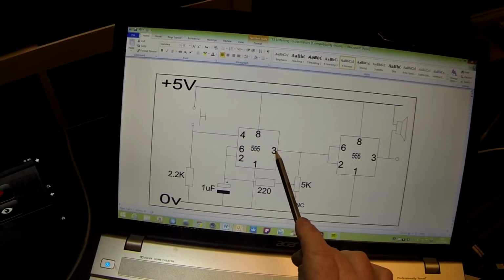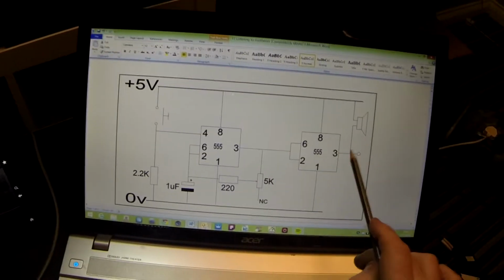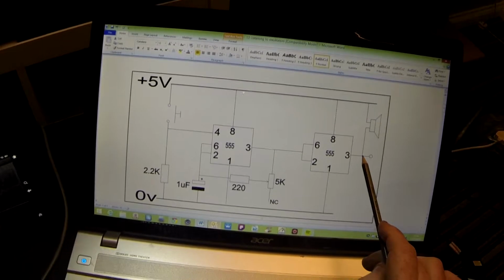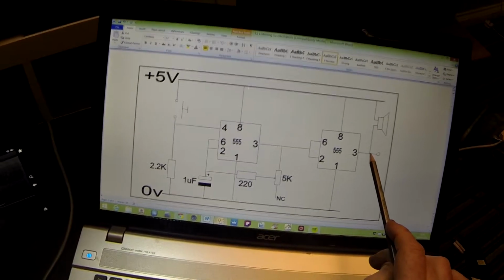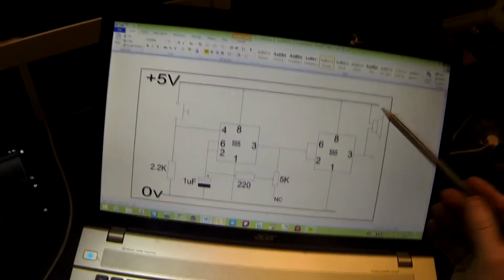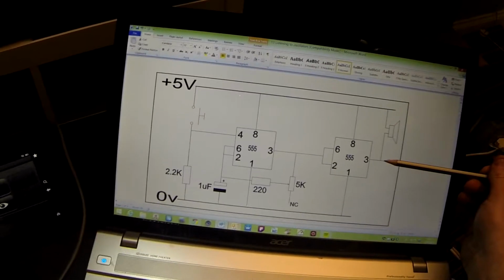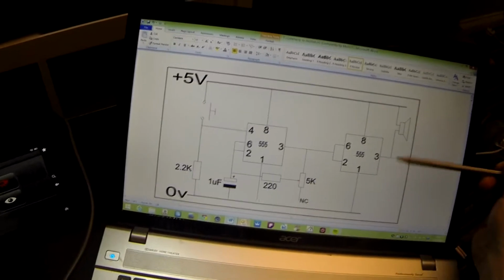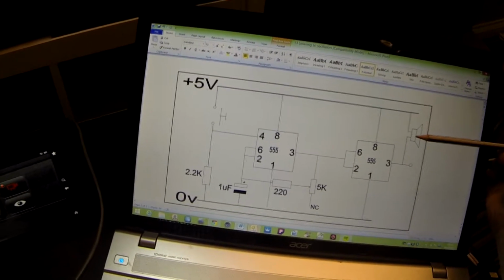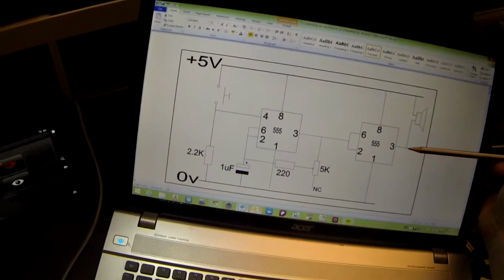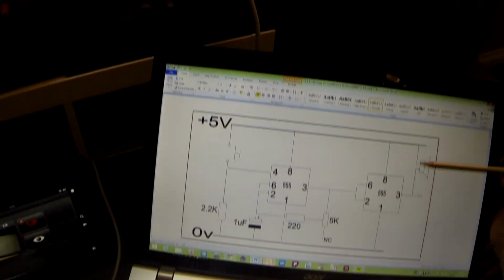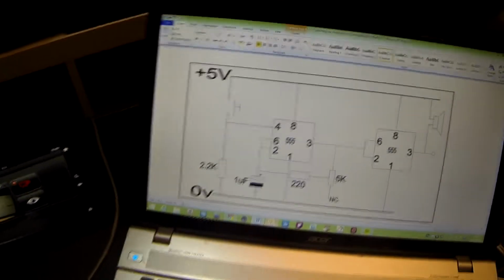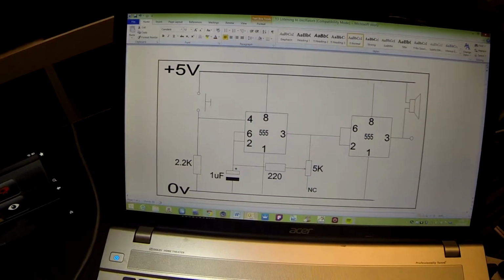The frequency at the output of this pin and the frequency at the output of this pin are identical in terms of frequency, not necessarily in terms of shape, because the shape of this, as we saw before, is rather ugly and messy because the loudspeaker is trying to draw current from the circuit, and therefore it is distorting the output of that pin 3 buffer.